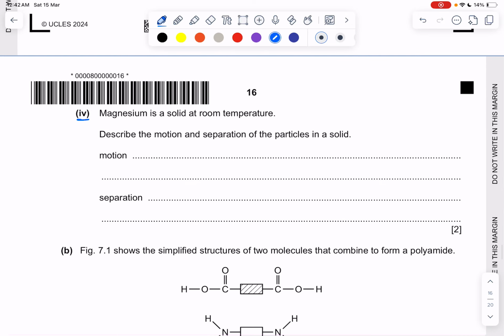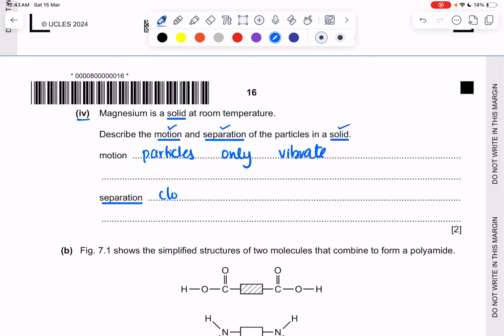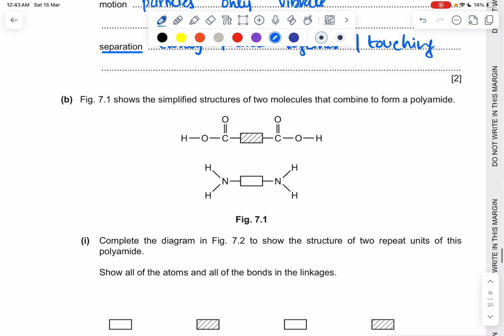Okay, the next part is part 4. Magnesium is a solid at room temperature. Describe the motion and separation of the particles in a solid. We are talking about two things here, the motion as well as the separation of the particles in the solid state. In the solid, particles only vibrate. So the motion is particles only vibrate. And for the separation, it means how the particles are arranged with each other. So they are closely packed together, or we can use the words, they are touching each other, or tightly packed can also be used here.